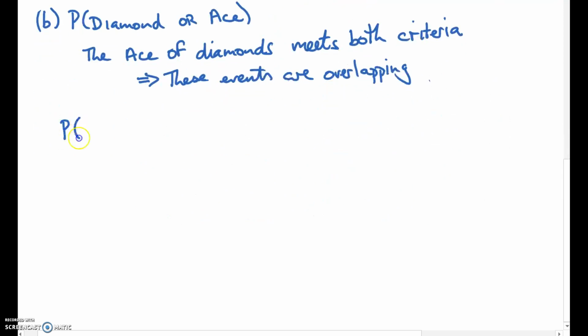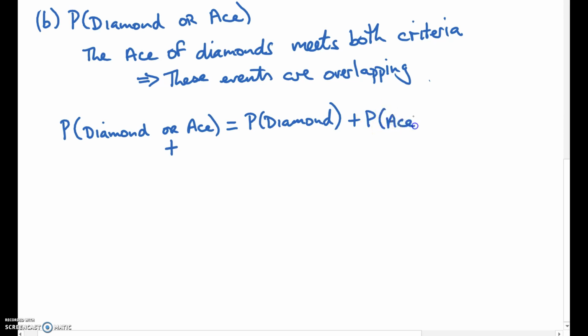Now, when we look for the probability of getting a diamond or an ace, well, remember, or means add. So we look for the probability of a diamond plus the probability of an ace. Well, we have to guard against counting the ace of diamonds twice. So what we do is we subtract the probability of getting a card that's in both camps.